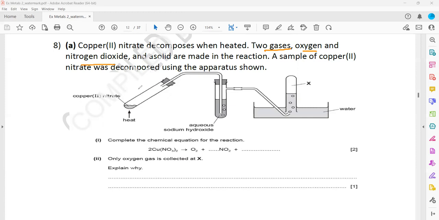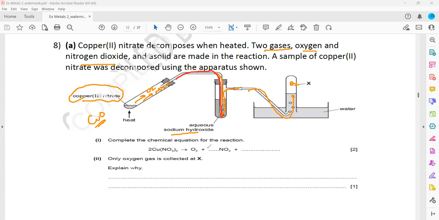A sample of copper 2 nitrate was decomposed using the apparatus shown. So when we supply heat energy to copper 2 nitrate, it releases two gases, oxygen and nitrogen dioxide. And this solid was originally copper 2 nitrate, but then it will turn into copper oxide. When we pass this through aqueous sodium hydroxide, because nitrogen dioxide is a non-metal oxide or acidic oxide, it will dissolve or react. And the only gas we will collect at X will be oxygen. Why is there no more nitrogen dioxide? Because nitrogen dioxide is a non-metal or acidic oxide which will react with an alkali.